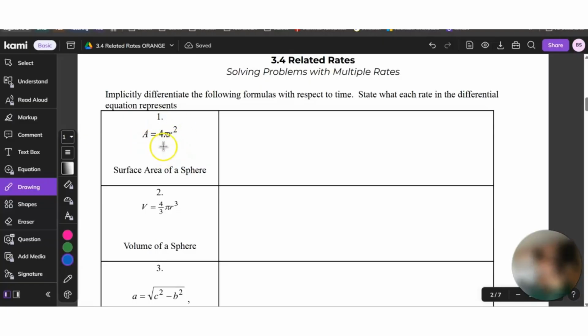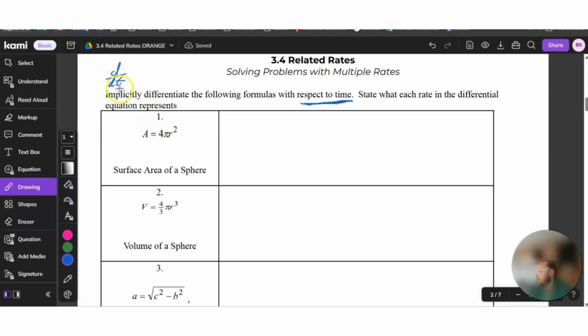Maria Clara, take the derivative of this surface area of a sphere. What's the derivative of A? Sorry, let me back it up. Last time we were doing dy dx. This time, if I'm taking the derivative with respect to time, it means what I'm doing for all of them is I'm finding d dt.